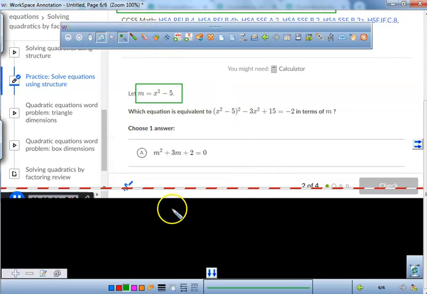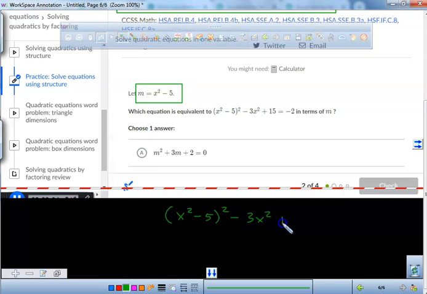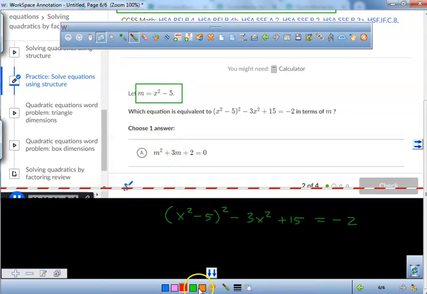So we got this big long equation: x squared minus 5, squared, minus 3 x squared plus 15 equals negative 2. Like, what the heck do we do with this? But it says using structure. So do you guys see where it says m is equal to x squared minus 5? Here's the cool news. Wherever we see an x squared minus 5, we're going to do a little converting.